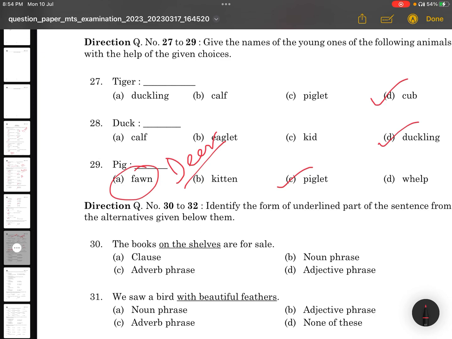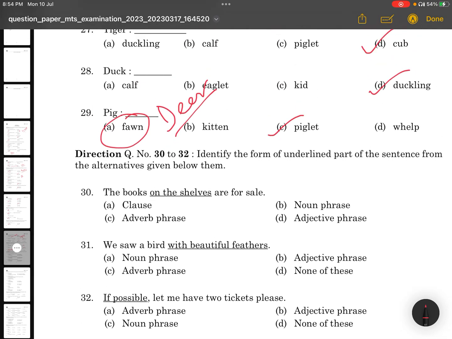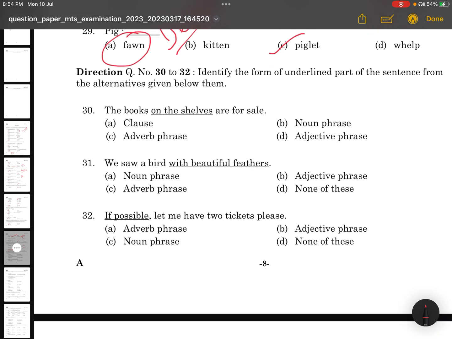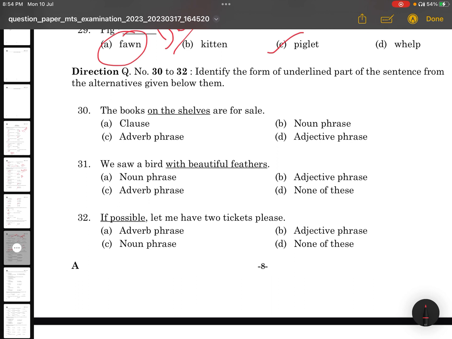Let's see the next questions. These are memory-based questions. The more you practice, the more you will be able to do it. The next questions are very important questions. You have to identify the types of phrases.